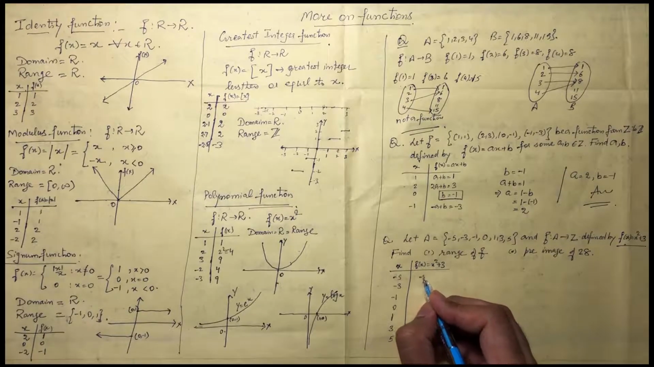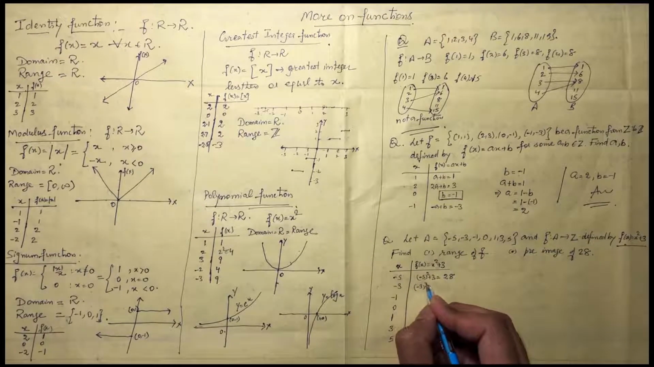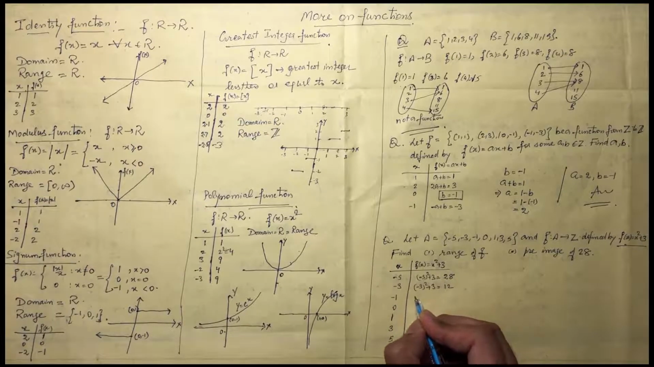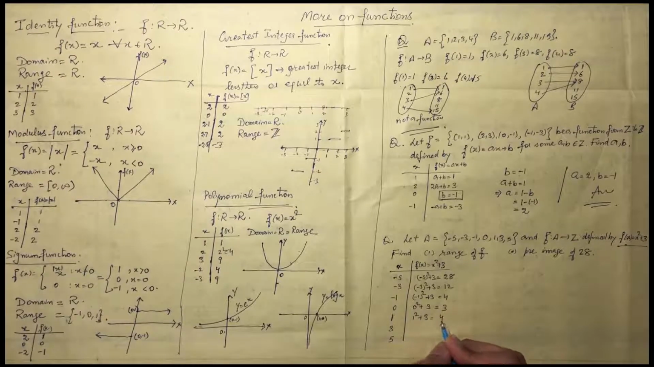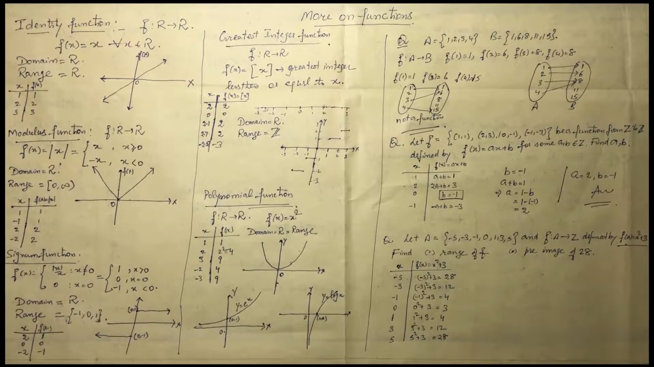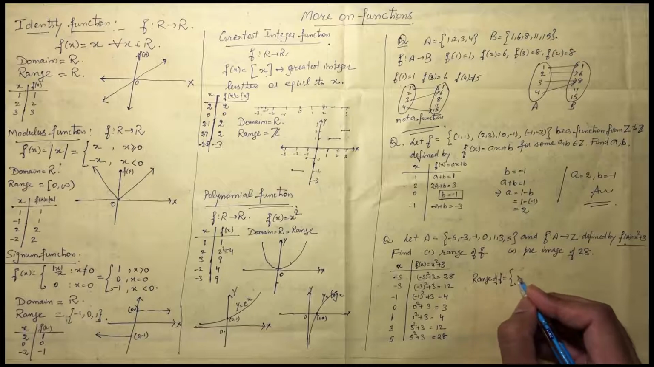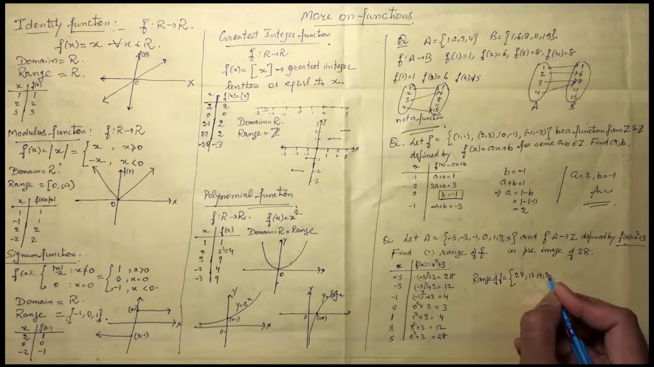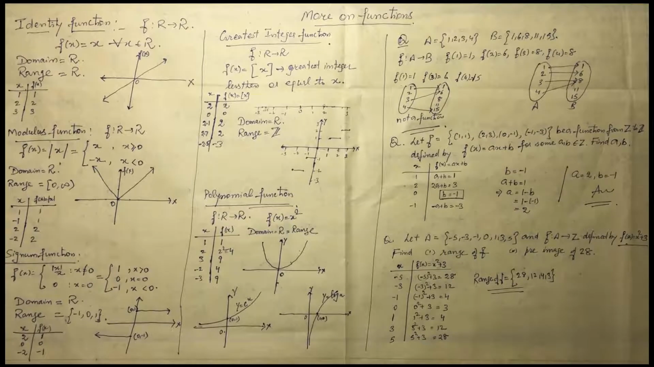When we put minus 5, what do we get? Minus 5 square plus 3, that is 25 plus 3, which is 28. Minus 3 square plus 3, 12. Minus 1 square plus 3, 4. 0 square plus 3, 3. 1 square plus 3, 4. 3 square plus 3 is 12. 5 square plus 3 is again 28. So here you will easily get the range. What is the range here? The range of f is {28, 12, 4, 3}. The images that we get here are the range.